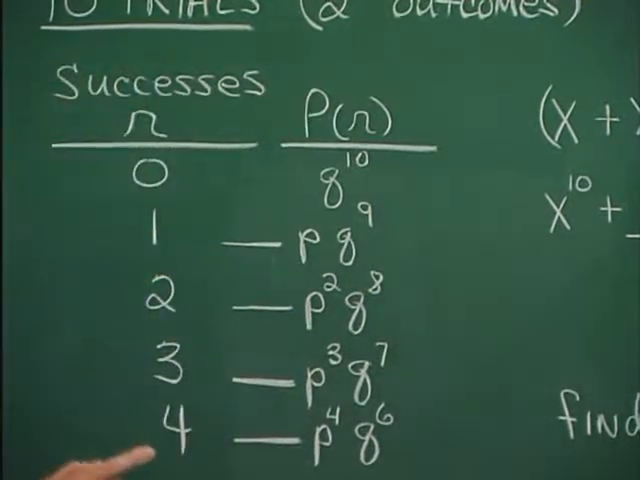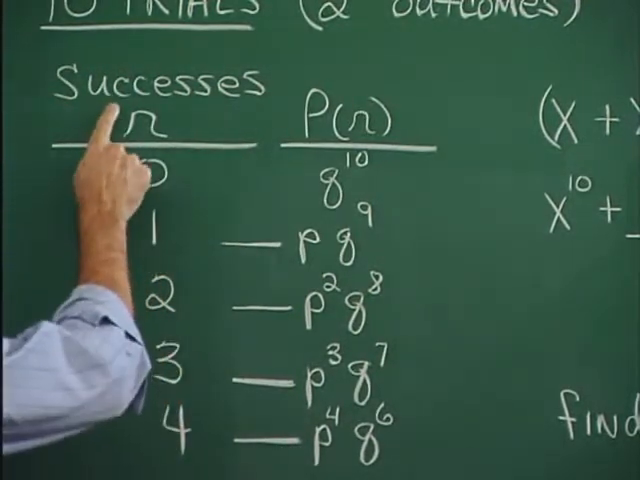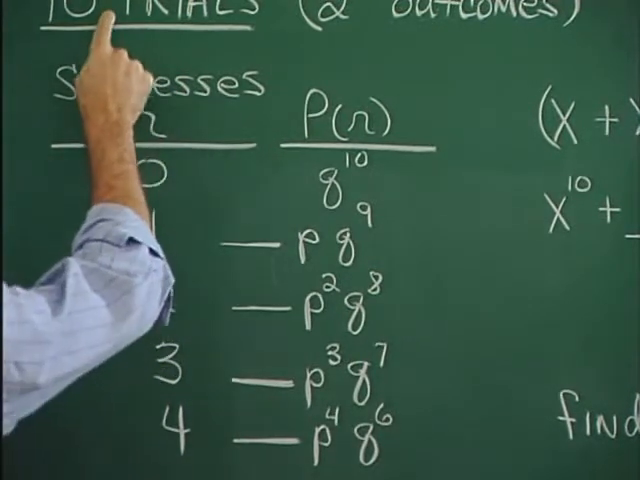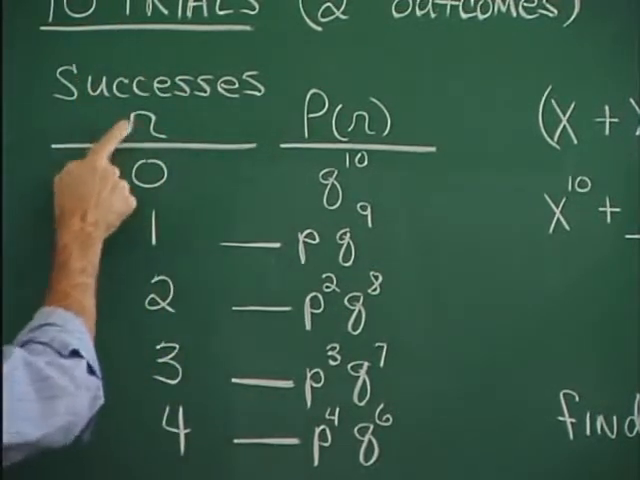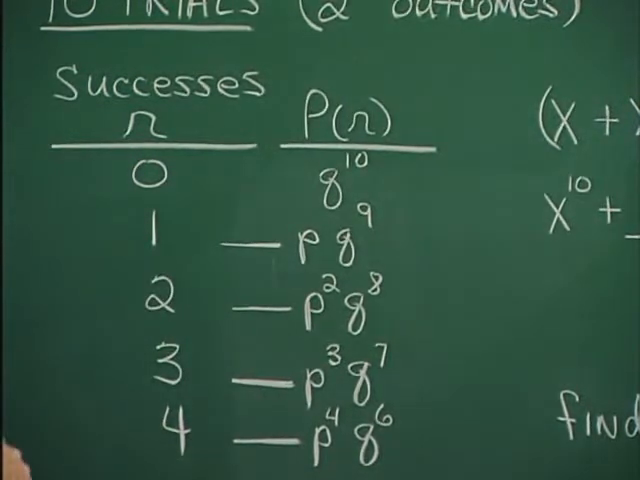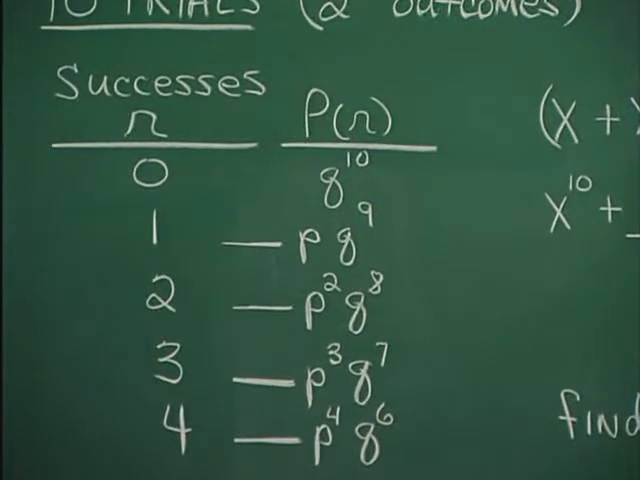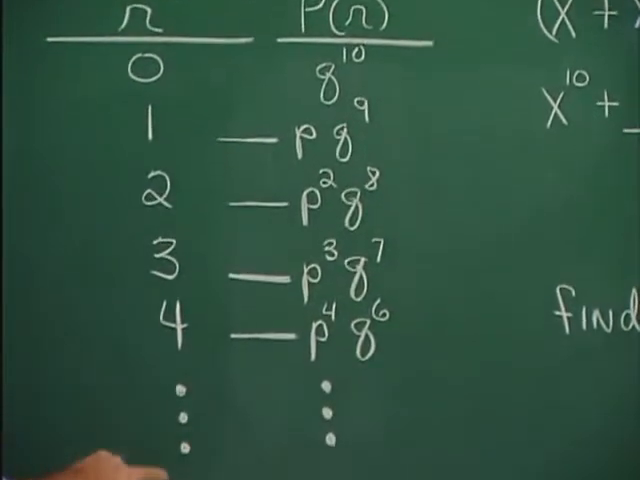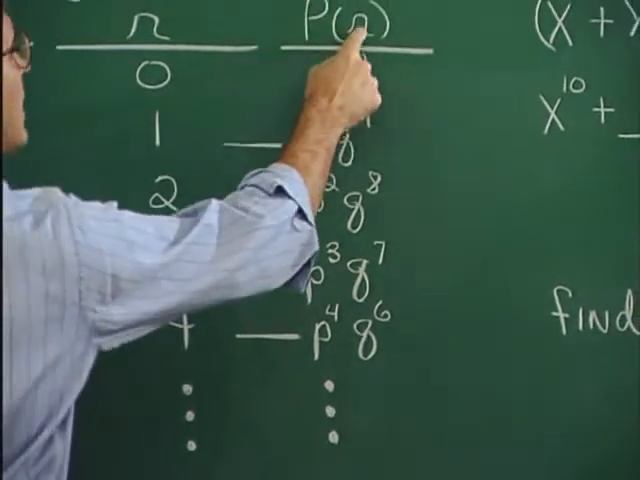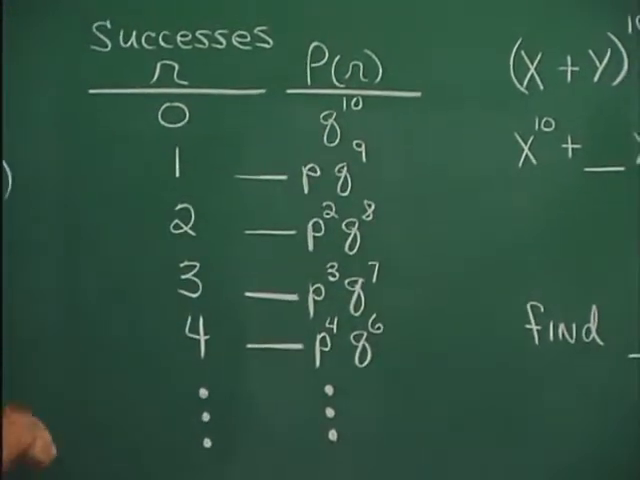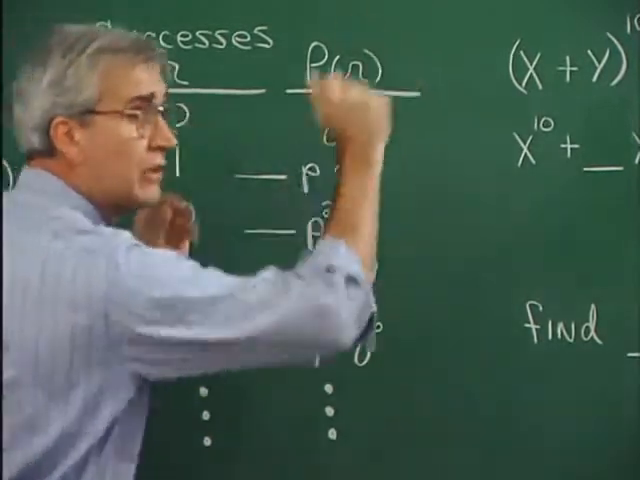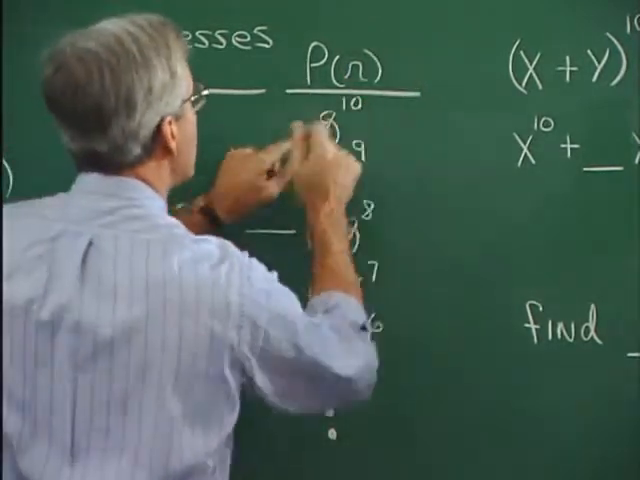All right, we do know this much, though. We know that if we talk about successes in 10 trials, then the number of successes could be 0, 1, 2, 3, all the way through 10. I have that here, and the dot, dot, dot means and so on down to 10. Okay, the probability of this number of successes, well, it's pretty easy to tell. For 0 successes, it means we have all failures. So it would be Q to the 10th power.